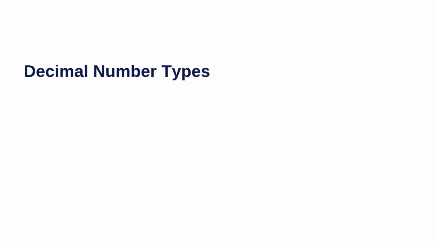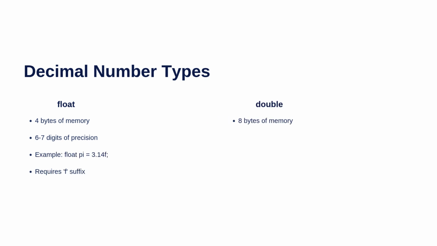Now let's talk decimals. Float is a 4-byte number that holds decimal values, accurate up to 6 to 7 digits. It follows the IEEE 754 standard, and you'll need to add an F at the end, like 3.14F. Double is the heavyweight of decimals. It takes 8 bytes, gives you about 15 digits of precision, and is the default choice for decimal numbers.